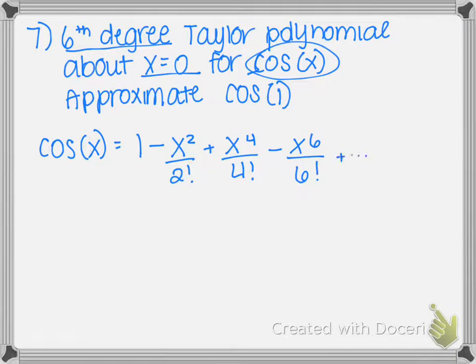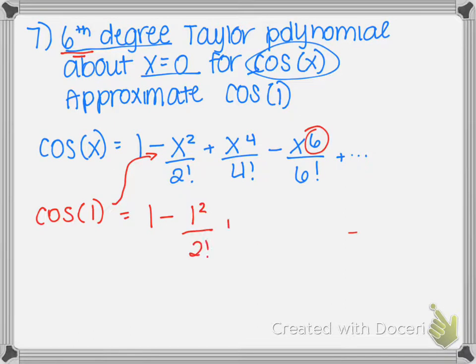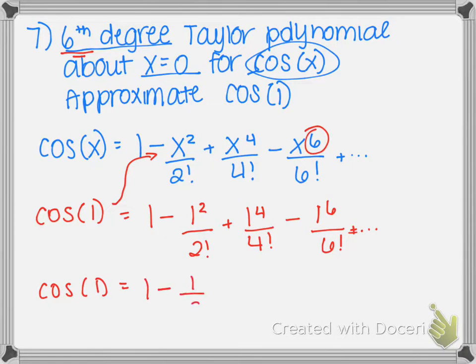And like I said before, we don't really need to go further than that because it is asking for the 6th degree, which is our 6th degree right here. And so now we want to continue this, and we want to find cos of 1. So simply we just plug in 1 for x, and we get 1 minus 1 squared over 2 factorial plus 1 to the 4th over 4 factorial minus 1 to the 6th over 6 factorial, and we get that our final answer is cos of 1 is equal to 1 minus 1/2 plus 1 over 24 minus 1 over 720.